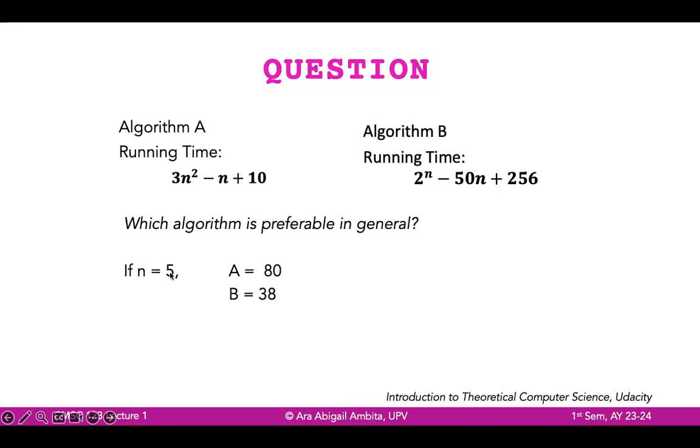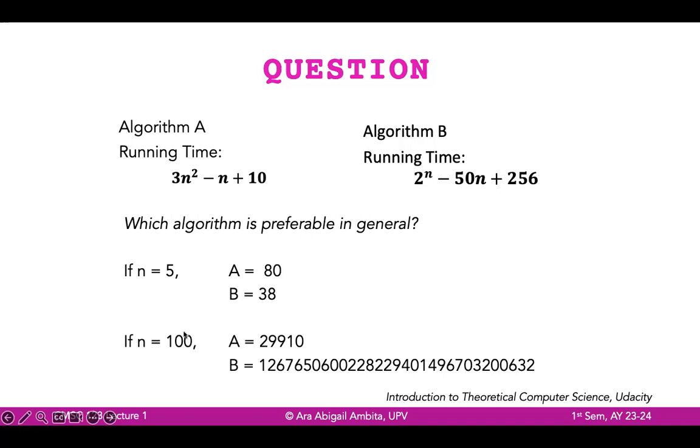Essentially what we did here is replace n with 5. So that will be 3 times 5 squared minus 5 plus 10. So that is 80. But for algorithm B, that will be 2 raised to 5 minus 50 times 5 plus 256. So you can see that algorithm A actually has more running time compared to B.